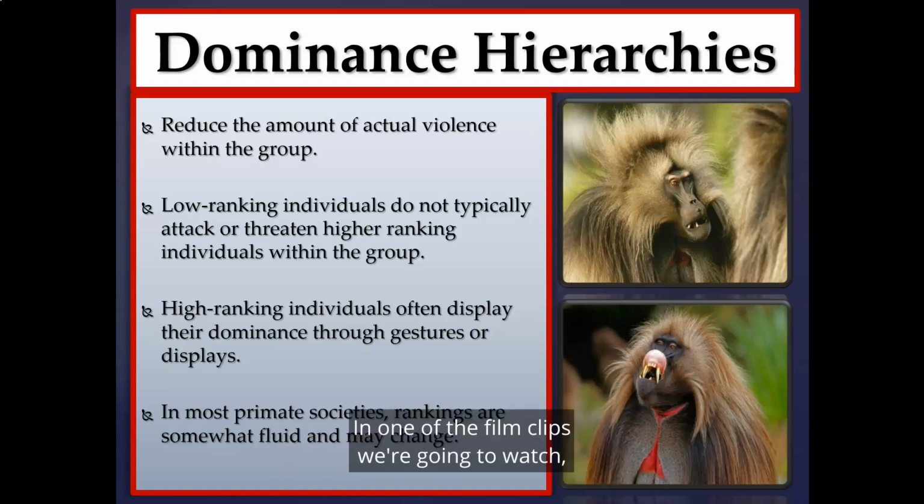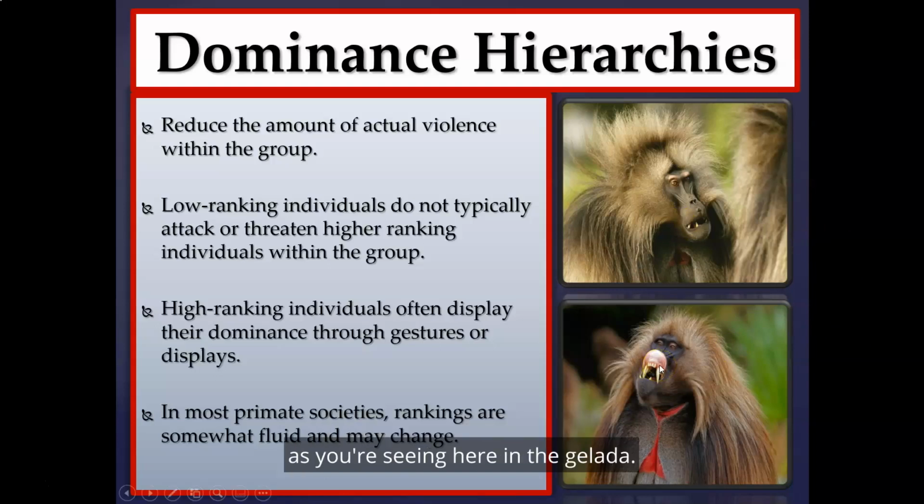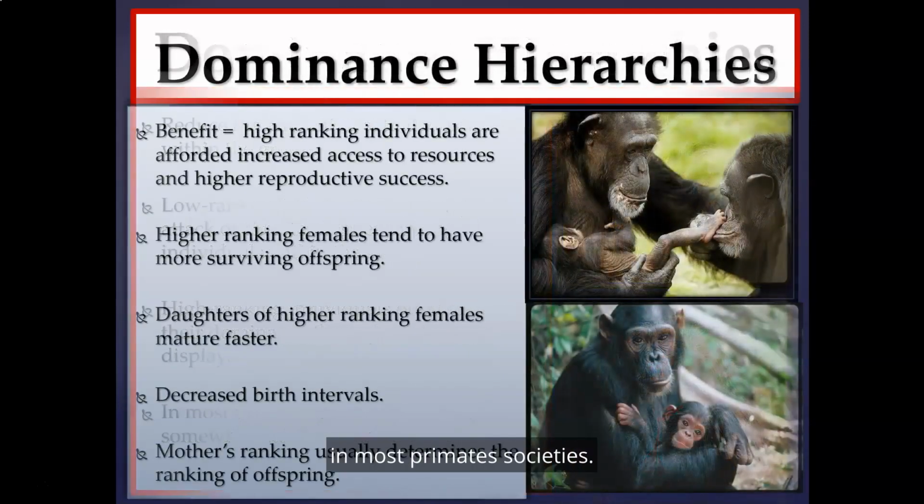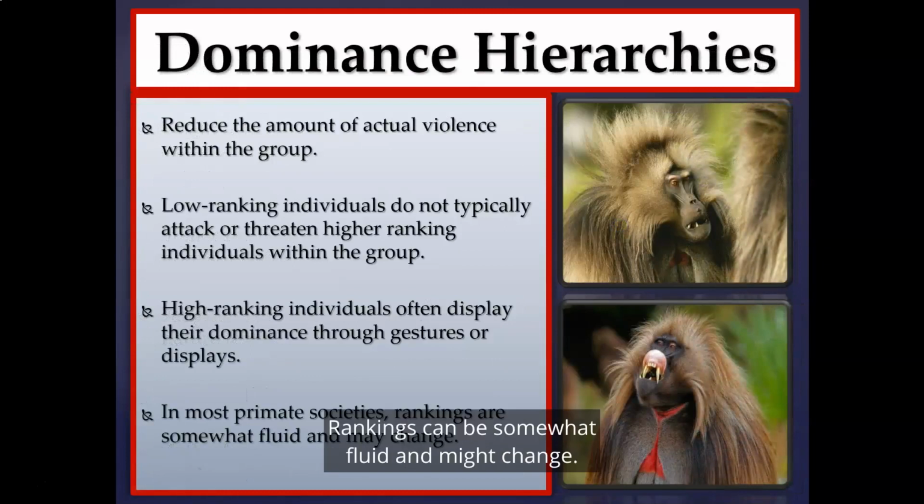In one of the film clips we're going to watch, you'll see how the baboons will oftentimes flip their lips up to expose their sexually dimorphic canines, as you're seeing here in the gelada. They oftentimes also stand bipedally to expose this red region here, sometimes called the bleeding heart. They sometimes stand bipedally to display their size, and their hair sometimes kind of sticks on end, as you see here in this picture. They also do something called lid flashing or eyelid flashing, and that's another way of displaying their dominance. High-ranking individuals display their dominance in most primate societies. Rankings can be somewhat fluid and might change.